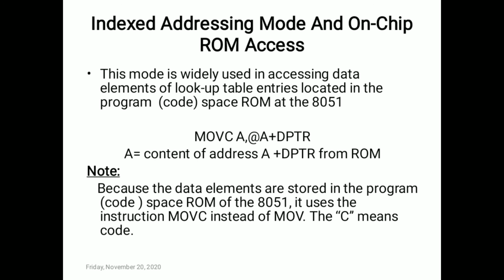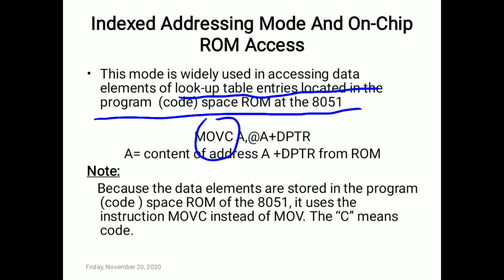The next addressing mode is indexed addressing mode, used for on-chip ROM access. We know that the 8051 microcontroller has an inbuilt ROM, and if we want to access that ROM, then we have to use this type of method. This method is used for lookup table entries that are stored in the code memory space of the 8051 microcontroller. In this method we use the MOVC instruction. C indicates that we are accessing the code memory, or the ROM memory.